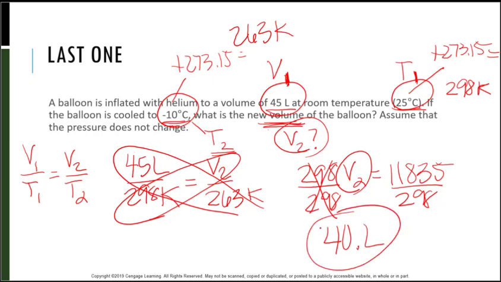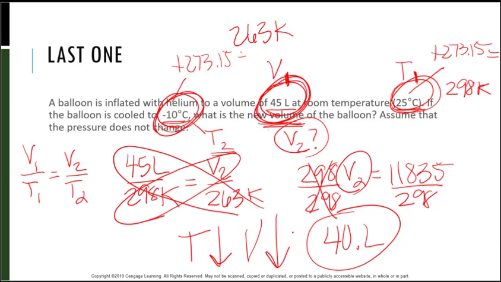Again, let's make sure that we didn't goof something up. Our temperature went from 25 to -10, so our temperature decreased. Our volume must also decrease. 45 to 40 is a decrease in our volume.